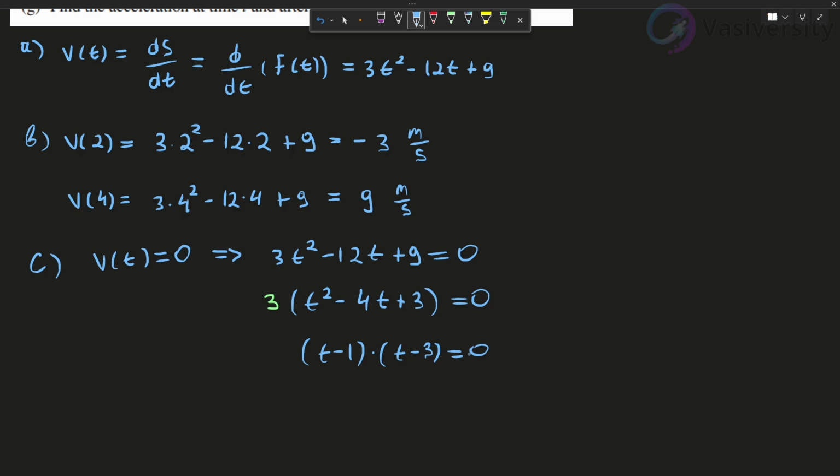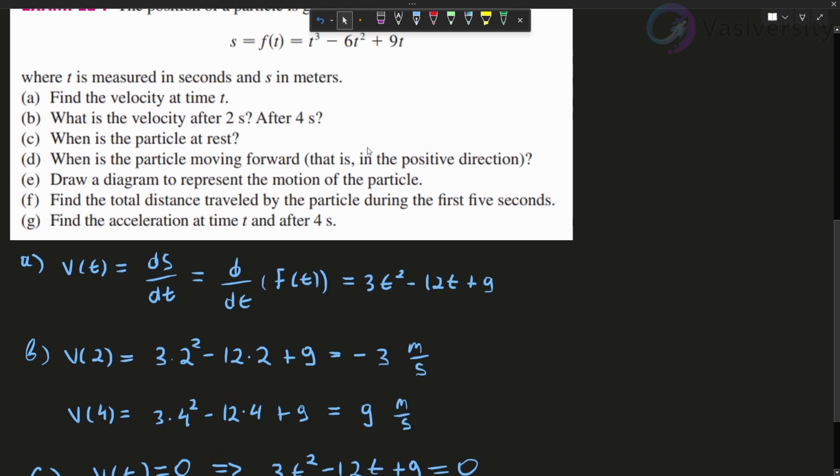So that means that the velocity is 0, so the particle is at rest when t is equal to 1 and t is equal to 3. Both of them are greater than 0, so both of them are valid. So we're going to say that at t equal to 1 second and t equal to 3 seconds, the particle is at rest.